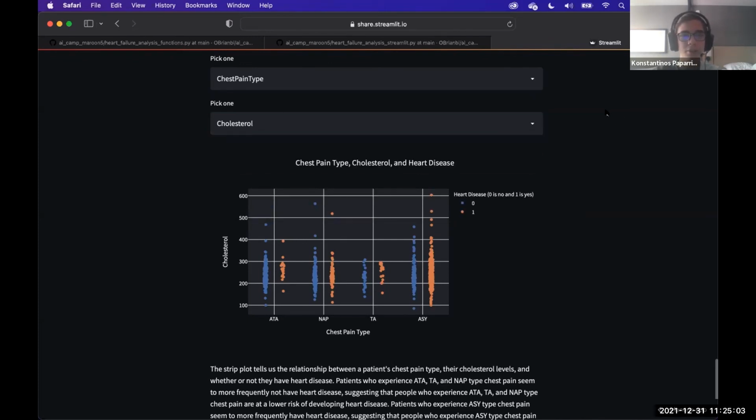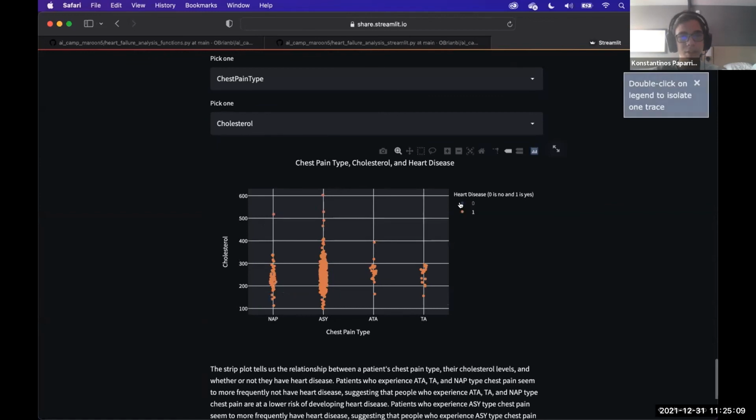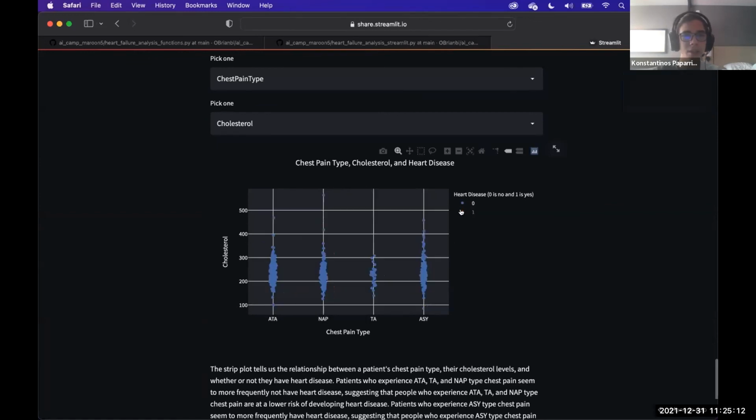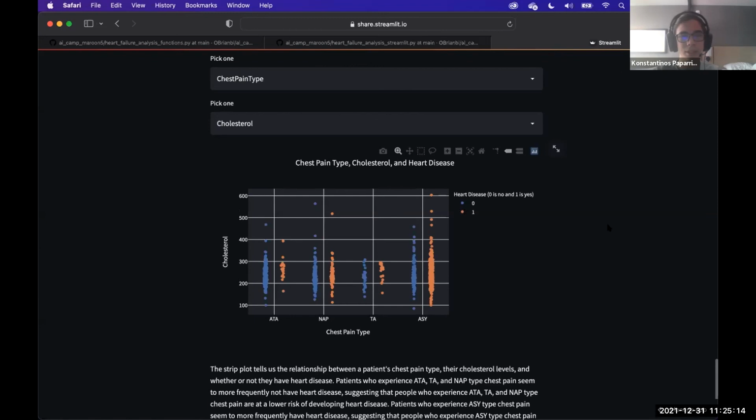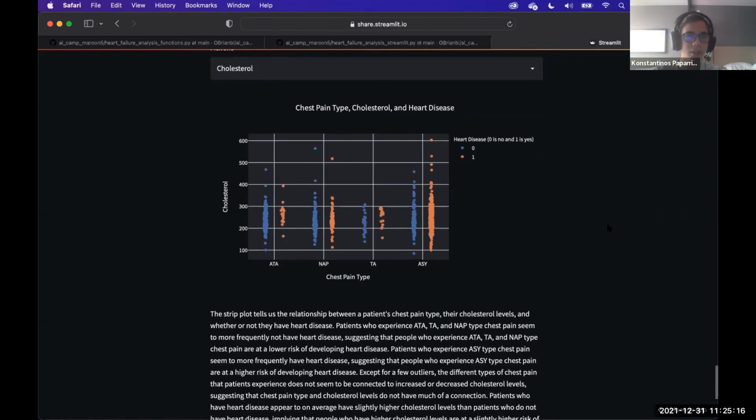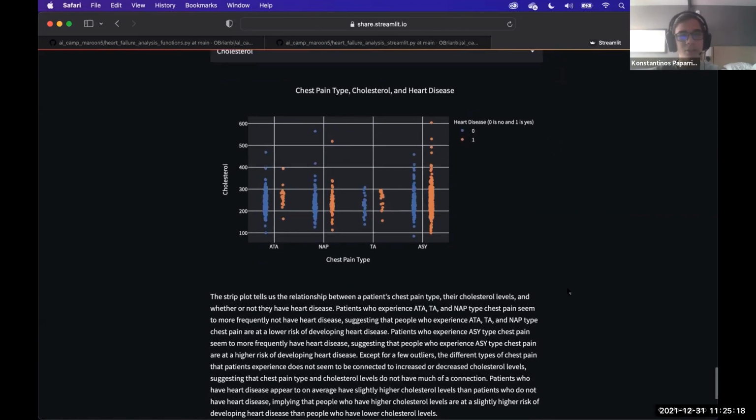And there's also the third variable of whether or not a patient has heart disease, and it's color coded. Blue means that the patients do not have heart disease, and orange means that they do. Underneath the strip plot, we also have, once again, an analysis of each strip plot. And I think it'd be too time consuming to read every single analysis.